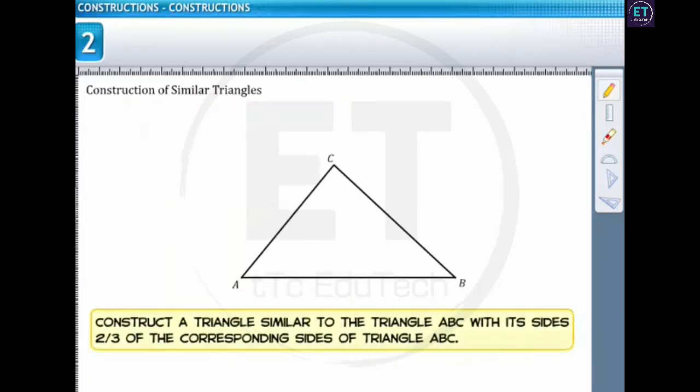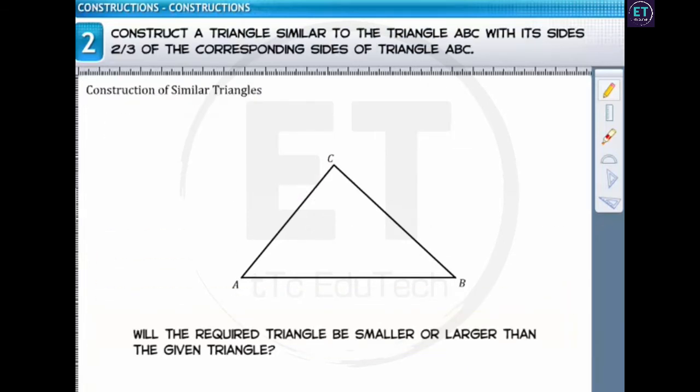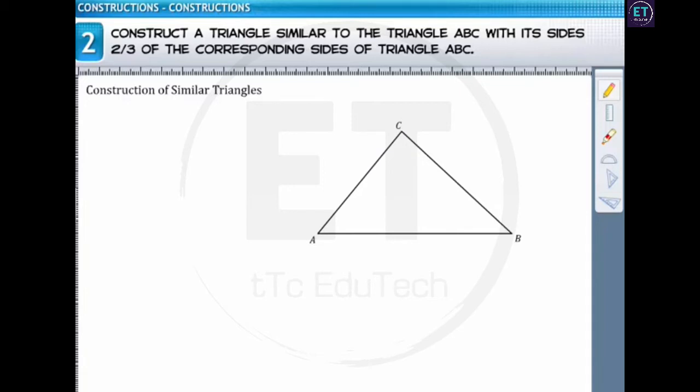Construct a triangle similar to the triangle ABC with its sides 2/3 of the corresponding sides of the triangle ABC. Will the required triangle be smaller or larger than the given triangle? Since the sides of the new triangle will be 2/3 of the sides of the triangle ABC, it will obviously be smaller than the given triangle. Now, let us start with our construction.